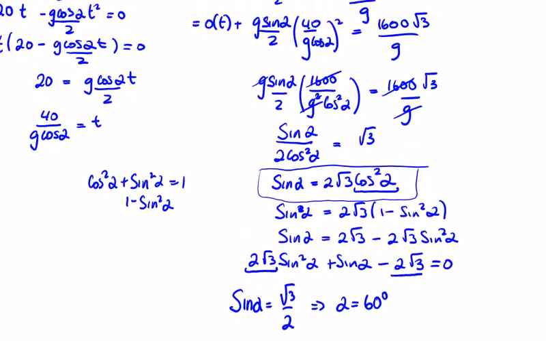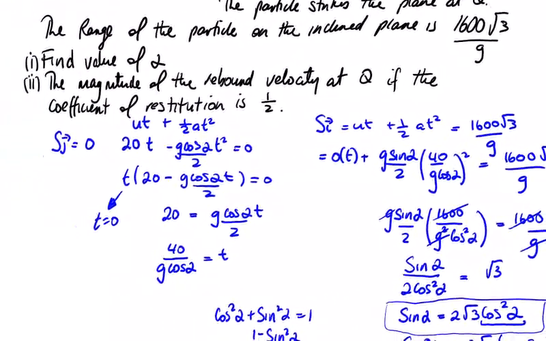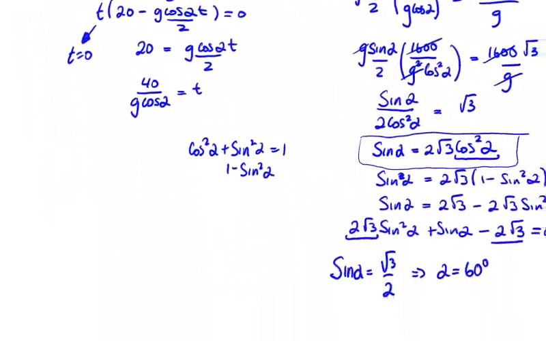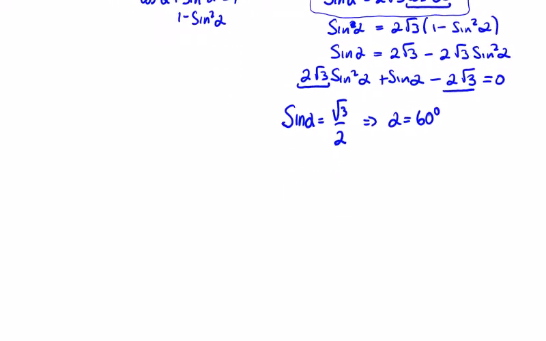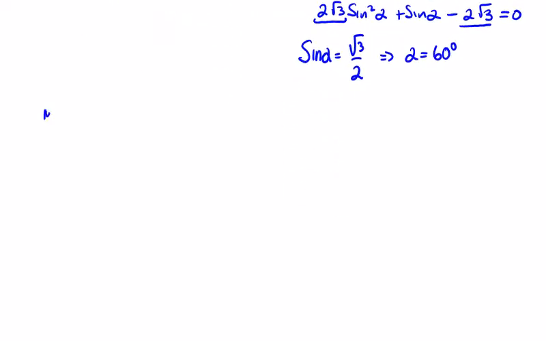The magnitude of the rebound velocity, given that the coefficient of restitution is equal to a half. Okay, let's just jot that down, the magnitude. So what do we need to do to get the magnitude of the rebound velocity? We need v of x, or v of i, and v of y.